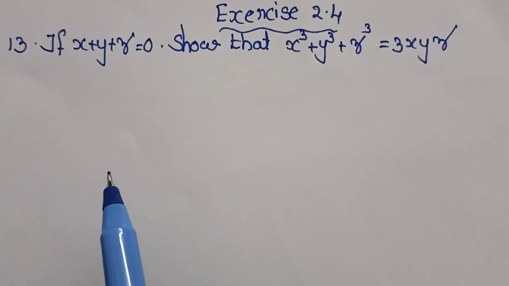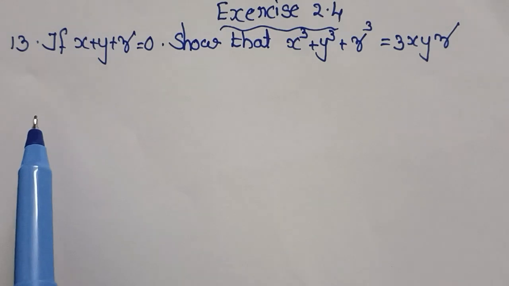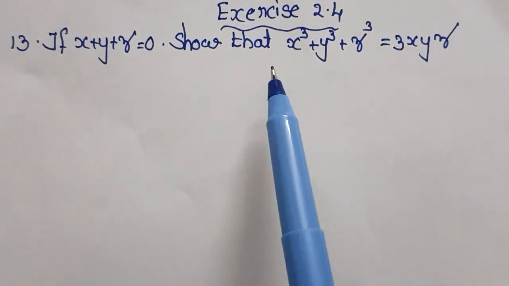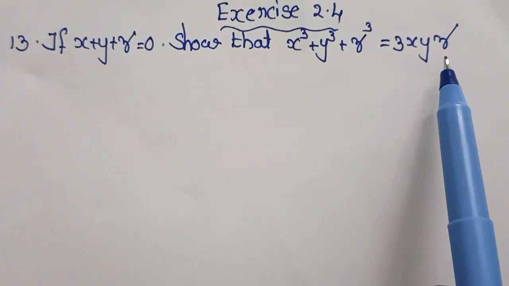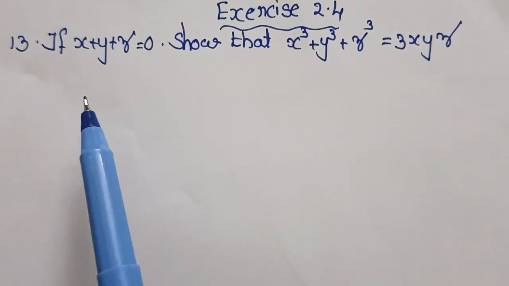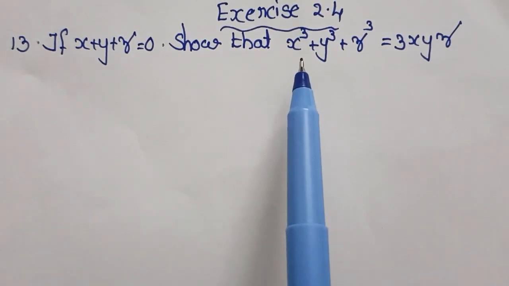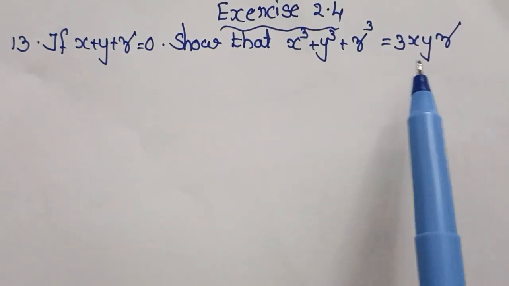Hello students. Now we are going to solve exercise 2.4, 13th question. If x plus y plus z equal to 0, show that x cube plus y cube plus z cube equal to 3xyz. That is, we have given that x plus y plus z equal to 0 and we have to prove that x cube plus y cube plus z cube equal to 3xyz.